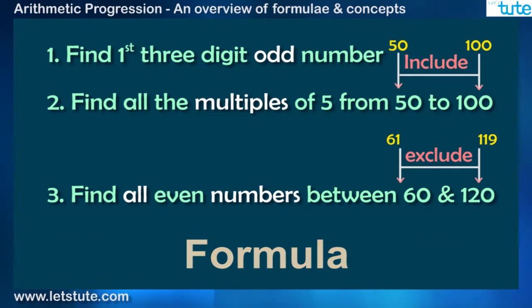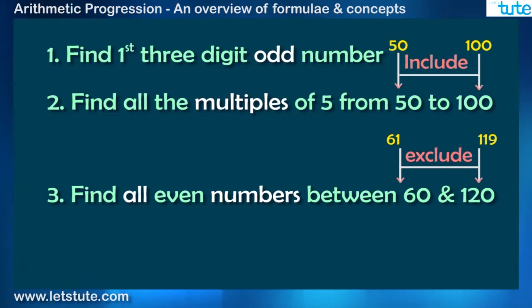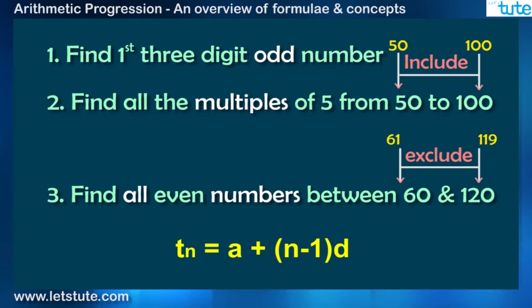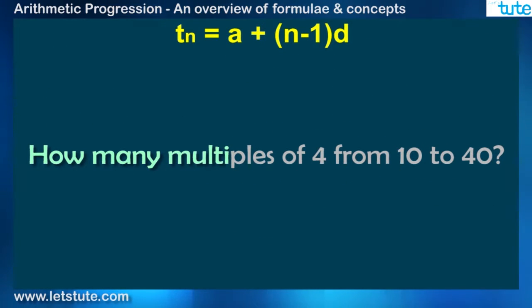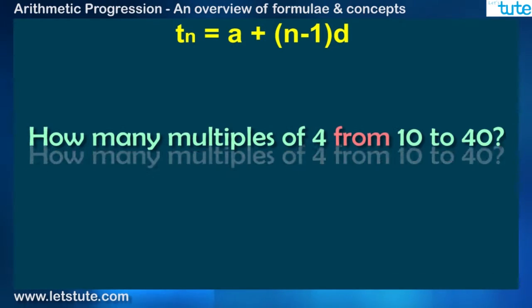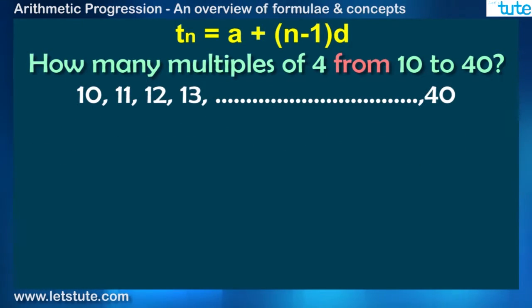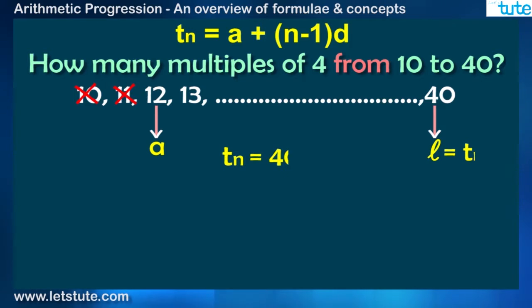But don't worry, we are not going to introduce a new one. The formula of Tn only is used to calculate the number of terms. For example, how many multiples of 4 from 10 to 40? So the first multiple is 12 because 10 cannot be divided by 4. And the last multiple is 40, right? So take Tn as 40, a as 12, and d equals 4, and find out n.